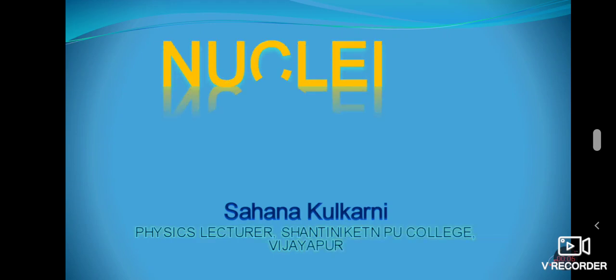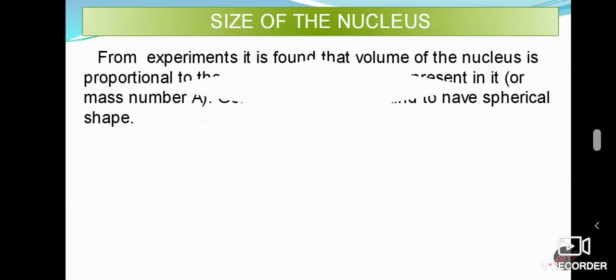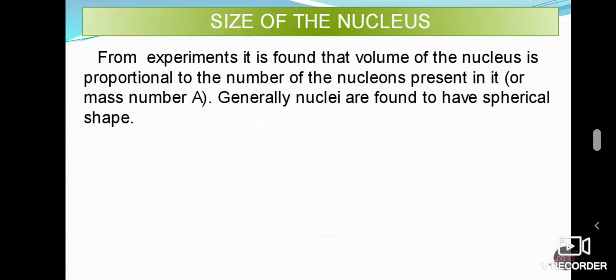Today we are going to discuss the chapter Nuclei. In this session, first we will discuss what the size of the nucleus is. From the experiments, it is found that the volume of the nucleus is proportional to the number of nucleons present in the nucleus, or generally, the mass number A.